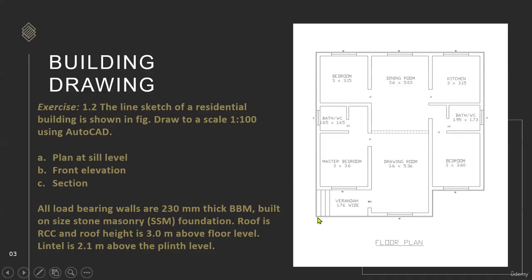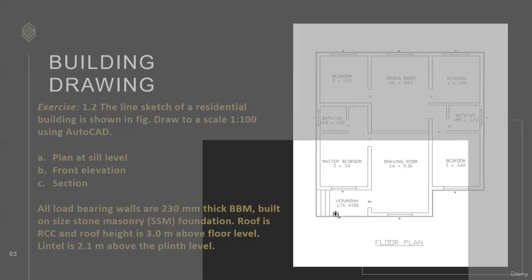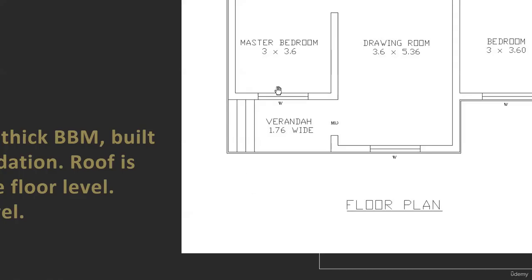Okay, so here you can see this one. I just zoomed here. There are two lines, correct? The first outer line we can call the plinth line or plinth projection or plinth offset. Okay, this is the plinth offset, and this is our actual BBM level or actual sill level. We are going to do the plan at sill level, so from here we need to take the actual sill level.